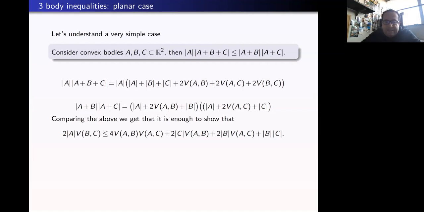This comparison is actually easy to understand. Why? Because everything else cancels. I'm sorry, I'm running ahead of myself. If you open the parentheses, you actually need to compare only those, because volume A cancels, and many other things cancel. So this is the only thing that we need to prove, and I haven't erased it yet. But now, when you want to prove this inequality, here is something that comes to your mind.